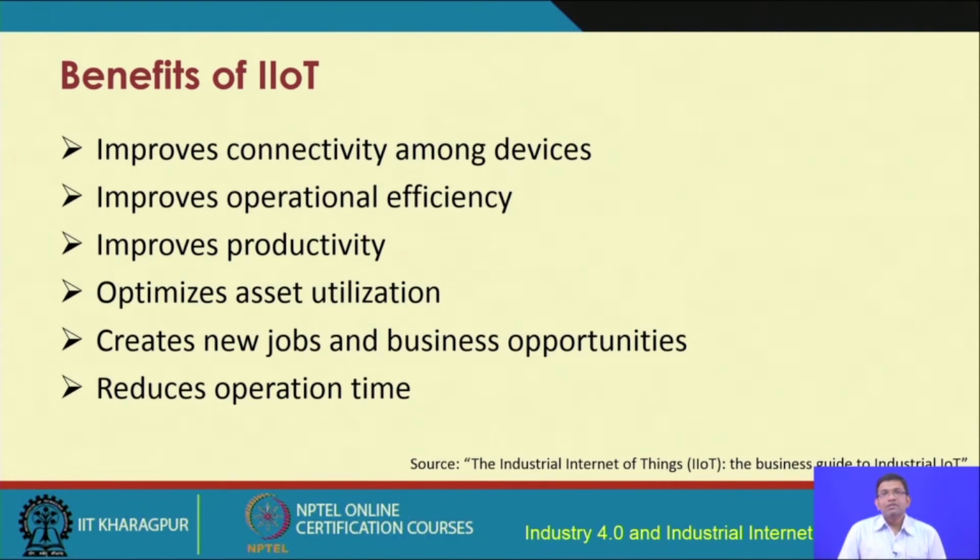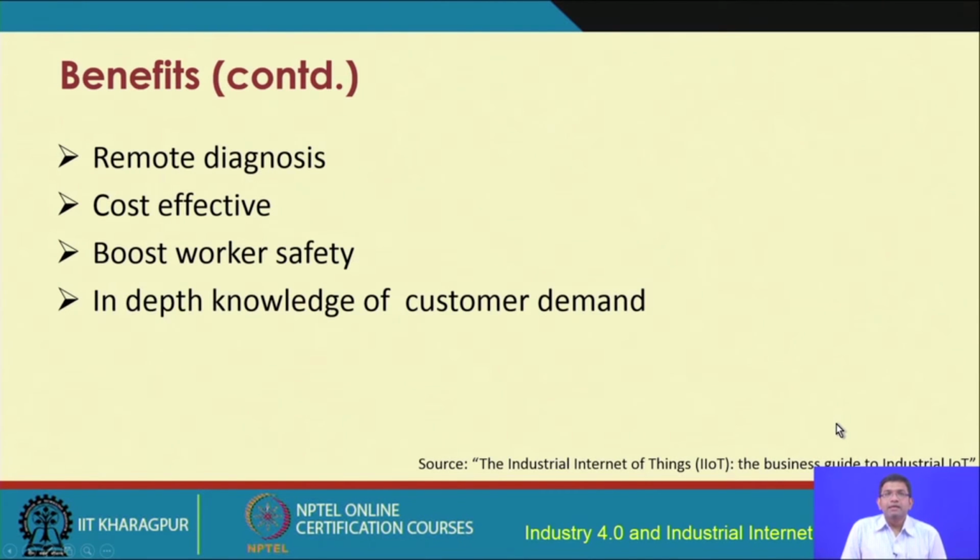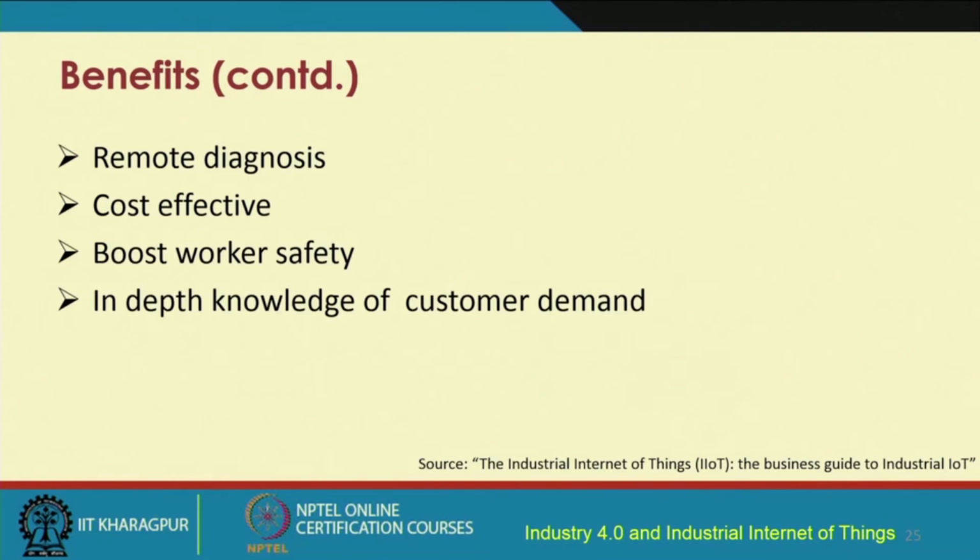So, these are different benefits of IIoT: improving connectivity among devices, improving operational efficiency, improving productivity, optimizing asset utilization, creating new jobs and business opportunities, and reducing operation time. These are the different benefits of the adoption of IIoT technologies in the industry. There are other benefits as well: remote diagnosis of machines, cost effectiveness, boosting worker safety, and ergonomic issues and so on. IIoT technologies have found a lot of applications. There are a number of projects running worldwide to improve worker safety in the industries with the adoption of these different IIoT technologies.